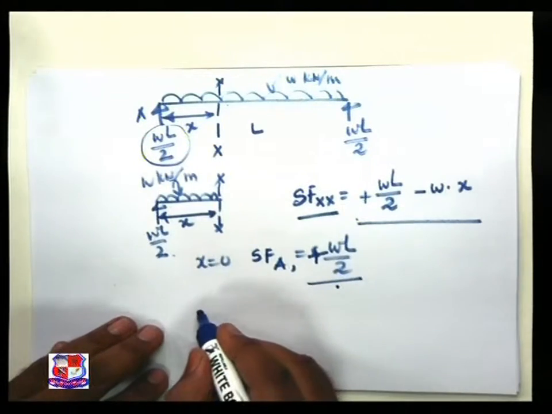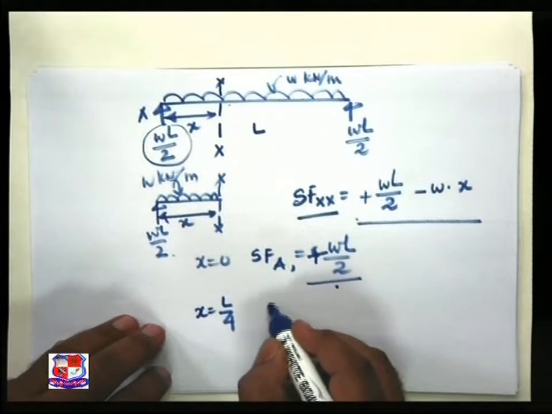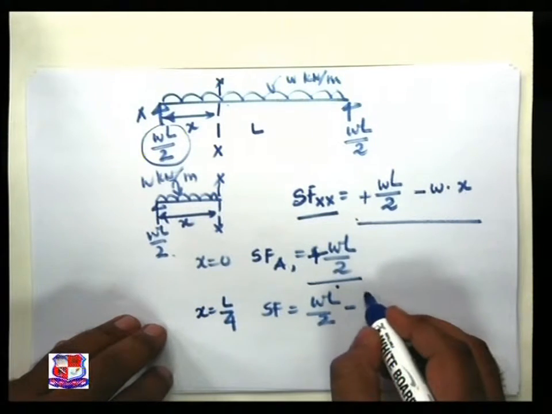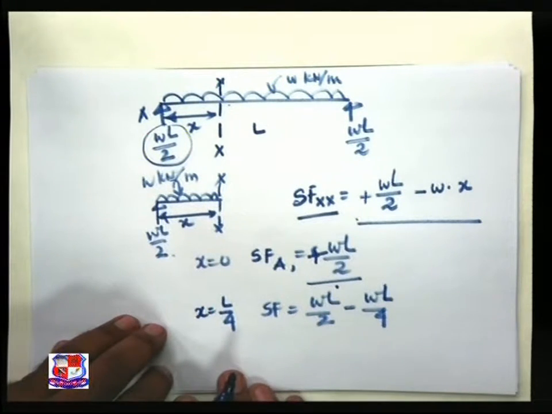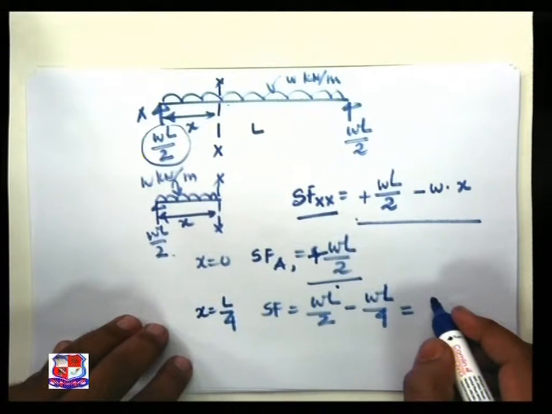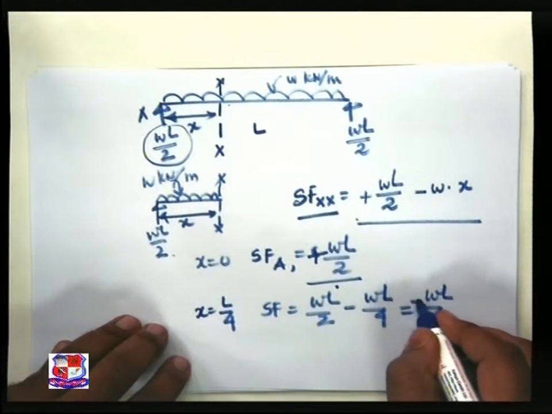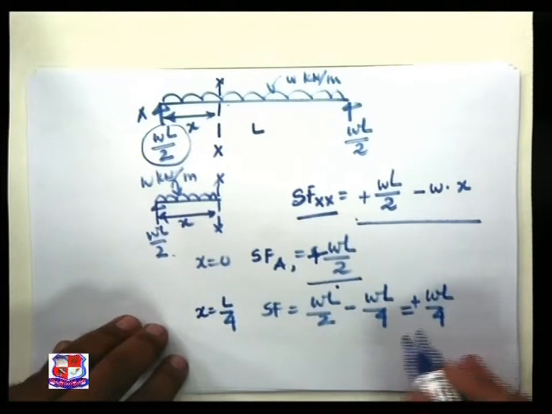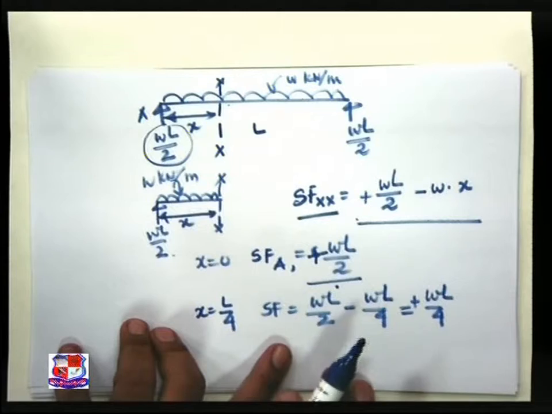Now let us take x is equal to L by 4. Shear force at that location is WL by 2 minus WL by 4. What is the answer? It is WL upon 4 with plus sign. Do you agree with me or not? Definitely, because if we take the L count as 4, the answer comes to be this one.